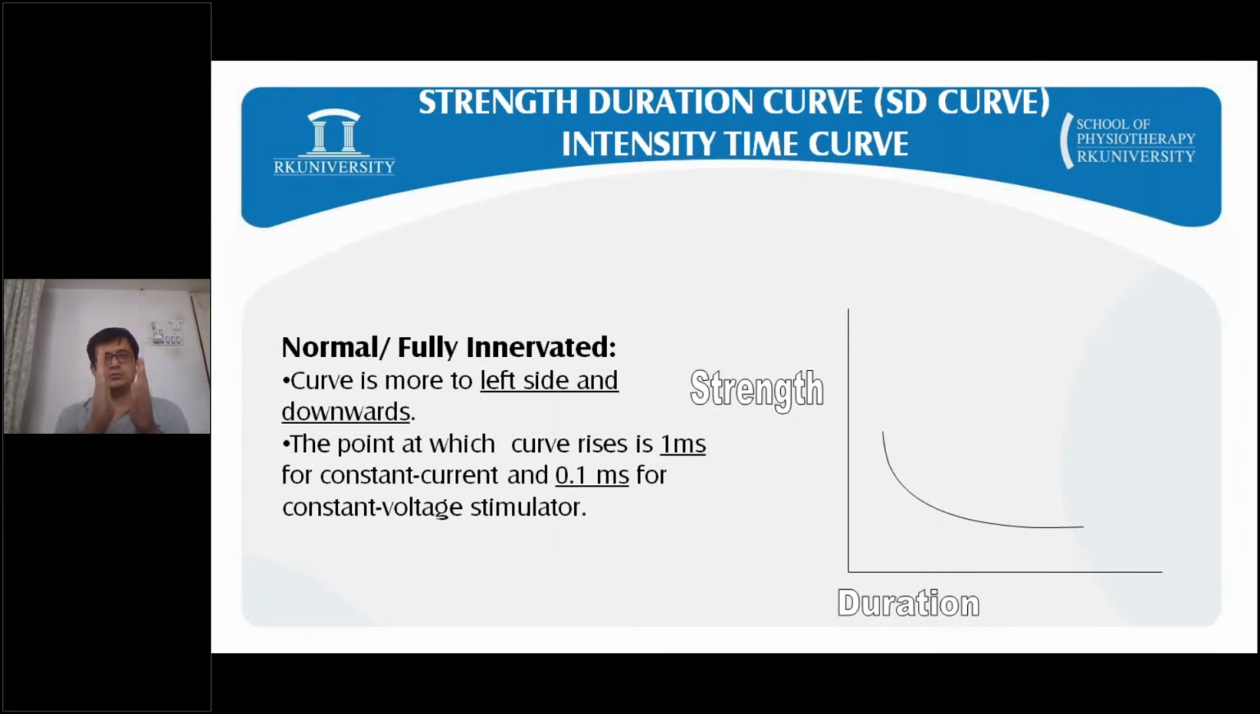Now, normal or fully innervated: the curve is towards the left side and downwards. Why is it towards the left side? Because with minimum pulse duration also you are getting a response. Why is it downwards? Because with minimum intensity also you are getting a response. Clear? So it is towards the left side and downwards, because we have a response with minimum pulse duration as well as with minimum intensity.